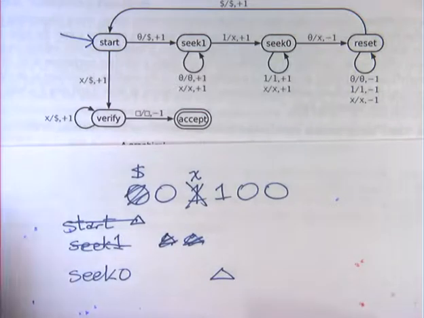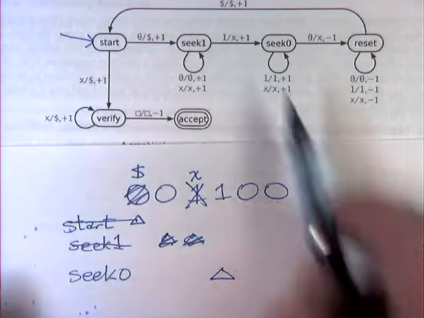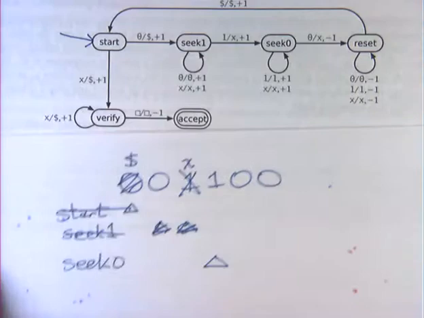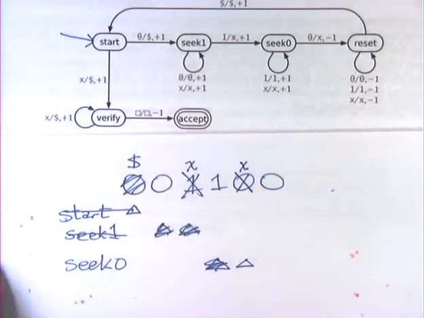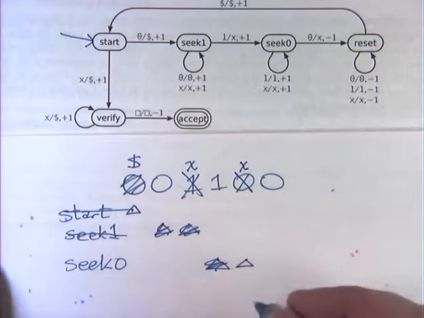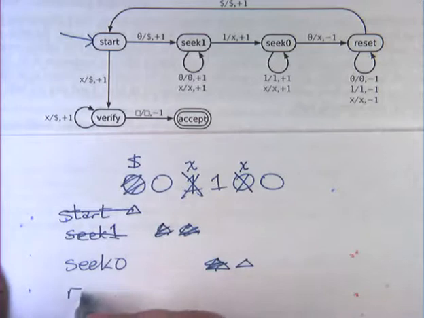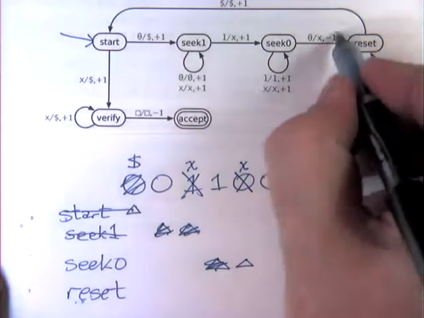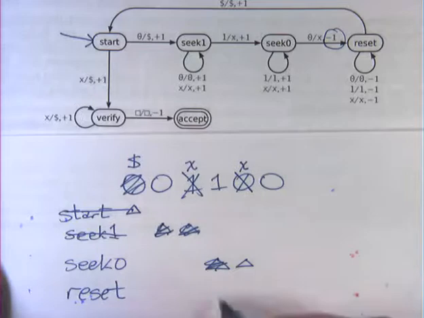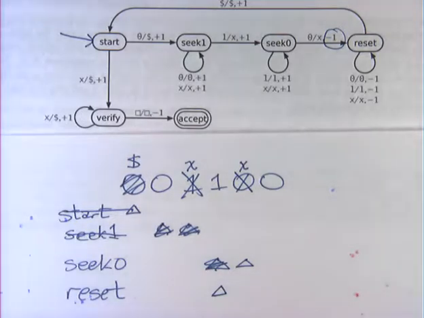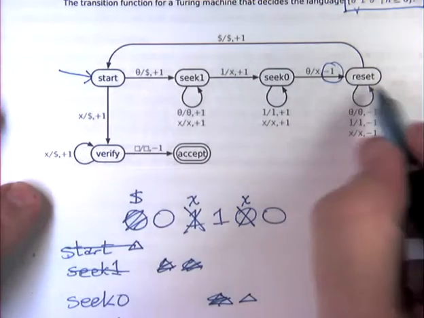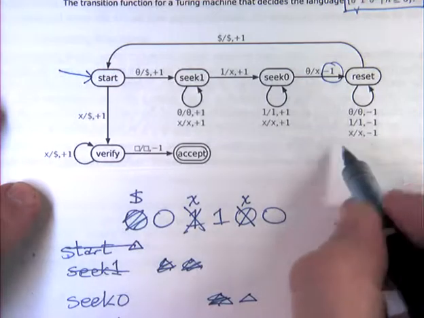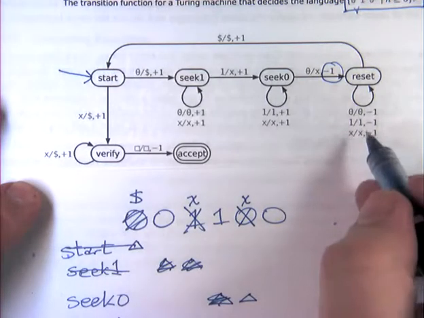Now I'm in seek 0 again. I'm looking for a 0, and until I see a 0, I'm just going to keep moving to the right. So no change. Now I see a 0 again. I replace this with a little x. I move to state reset, but now I move to the left. And what reset does is it scans to the left until it sees the $ sign again. If I see a 0, I leave it alone. If I see a 1, I leave it alone. If I see an x, I leave it alone. But in any of those cases, I'm going to move to the left.